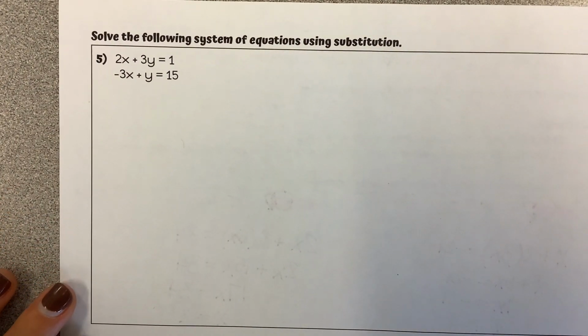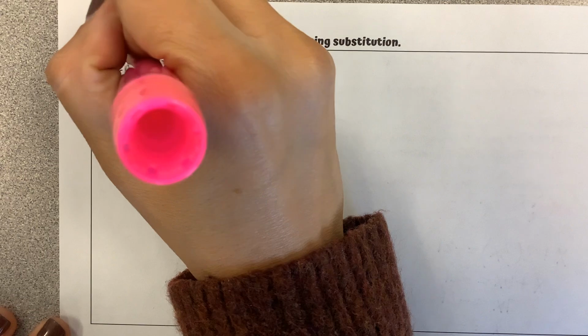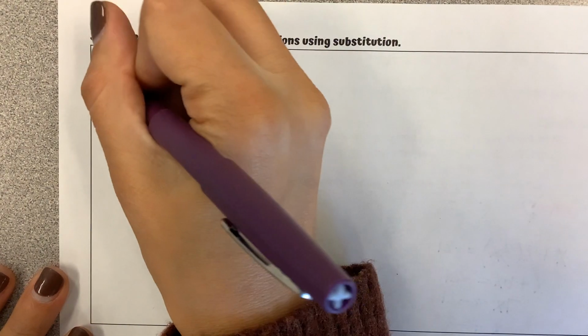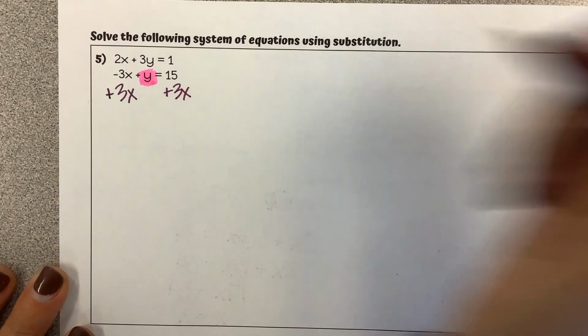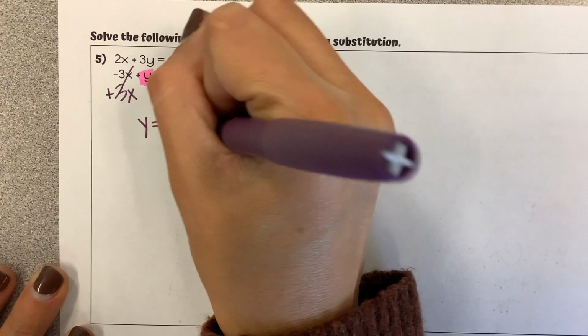All right, one more, and then we're going to look at some special cases. So, number 5, 2x plus 3y equals 1, and negative 3x plus y equals 15. So neither one of these has an equation that is y equals or x equals. But I do see that this equation has a y value that has a coefficient of 1. So that's where I'm going to start. I'm going to solve this for y by getting rid of this negative 3x by adding 3x to both sides. So my new equation is going to be y equals 3x plus 15.